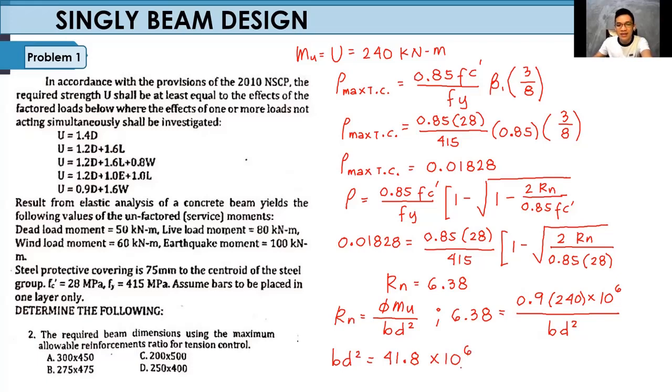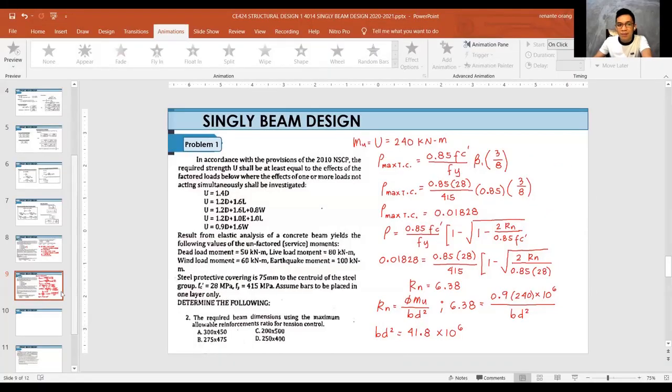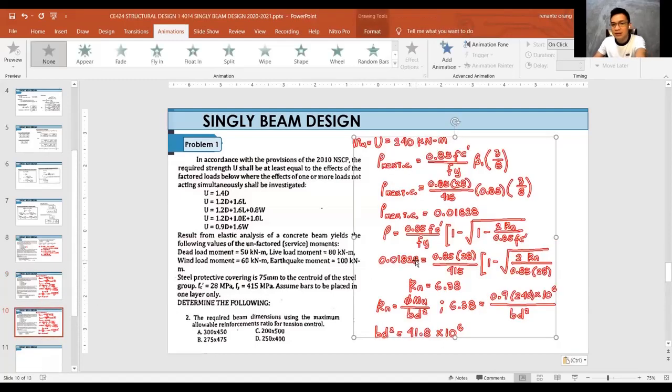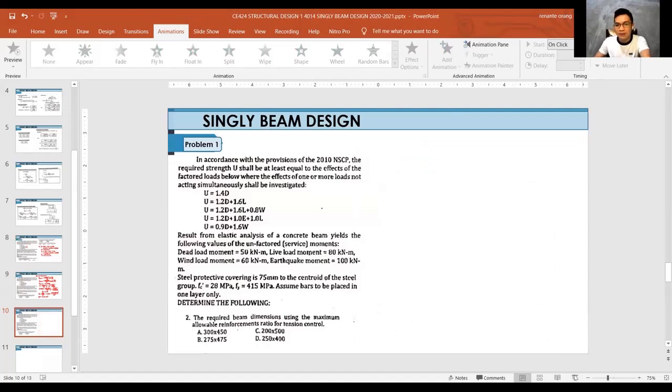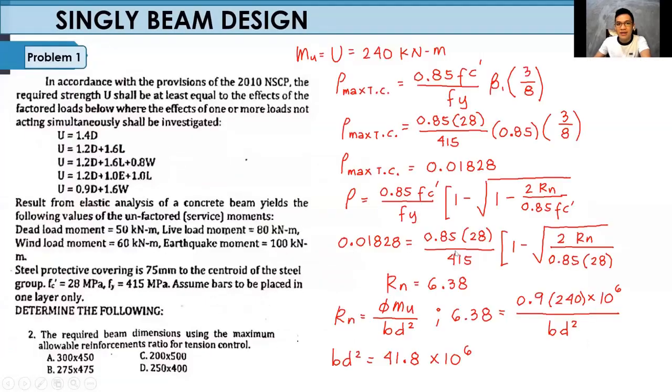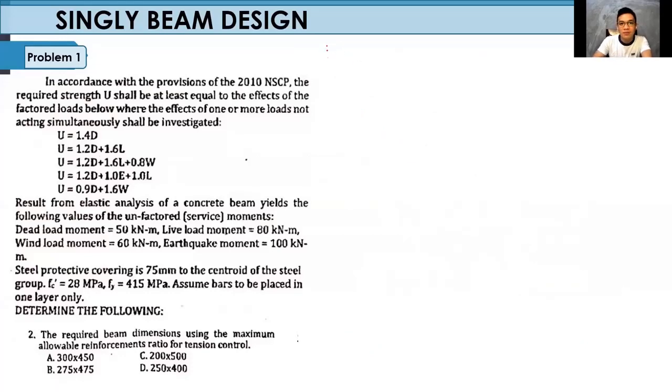Ayan siya. So, hindi pa yan yung final answer yet. That is just a combination na gagawin natin sa kanilang apat. Then, para malaman natin kung saan sa apat yung gagamitin natin. Okay? So, copy natin yan. So, copy lang natin, class. BD squared natin is 41.8 times 10 to the power of 6. So, i-try natin to lahat, itong apat, then tingnan natin kung sino yung pasok sa BD squared natin.